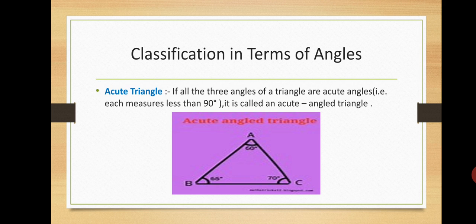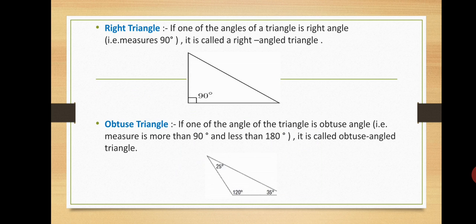Okay, so all the three angles A, B and C are less than 90. This means this is an acute angled triangle, or simply we say acute triangle.